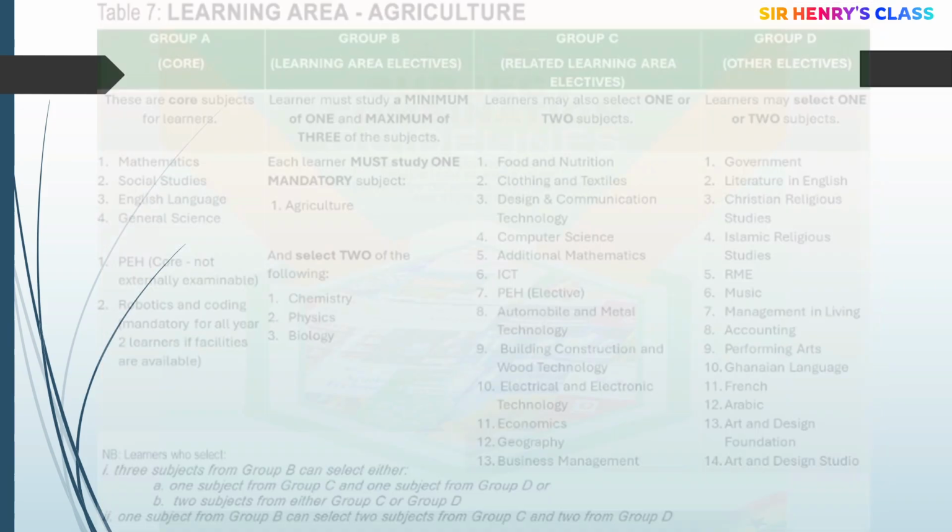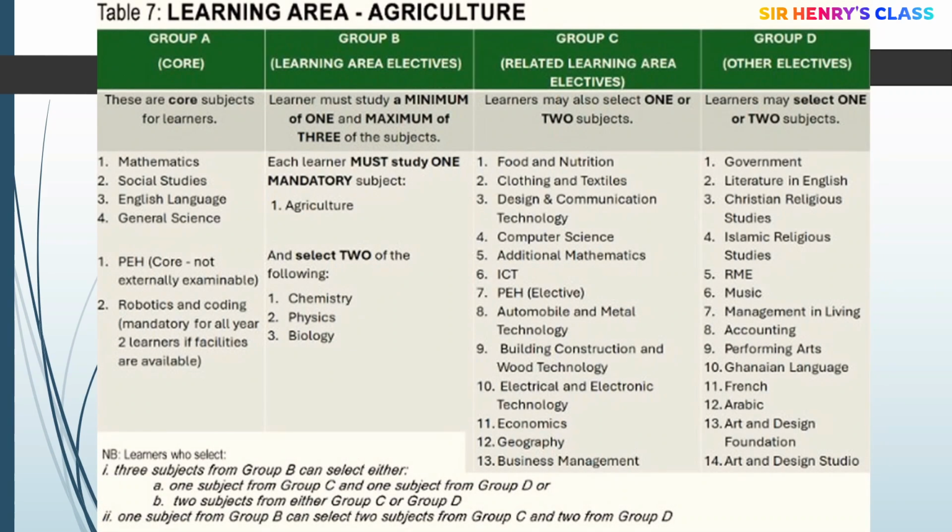So I want to do agriculture. Agriculture, you will not skip maths, English, science, social. Don't forget PH, robotics, they are all waiting for you. Now when it comes to the group B, a minimum of 1 and a maximum of 3. So as an agriculture student, you do an elective called agriculture as your main elective, and you can select 2 of this: chemistry, physics, biology. You select 2. Group C, 1 or 2. Group D, 1 or 2.